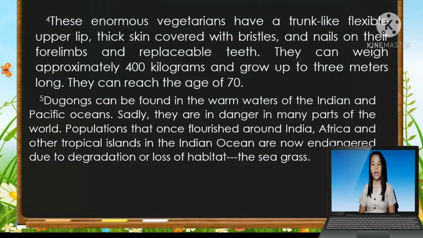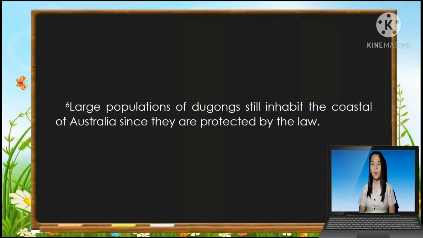Dugongs can be found in the warm waters of the Indian and Pacific Oceans. Sadly, they are in danger in many parts of the world. Populations that once flourished around India, Africa, and other tropical islands in the Indian Ocean are now endangered due to degradation or loss of habitat, the seagrass. Large populations of dugongs still inhabit the coast of Australia since they are protected by law.